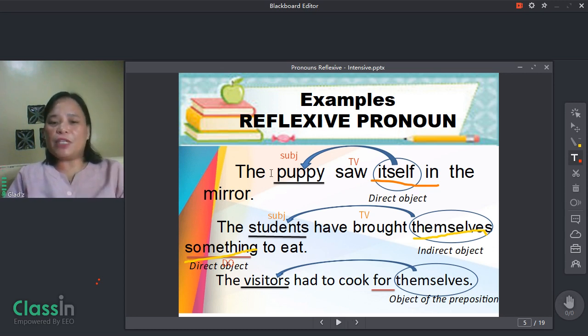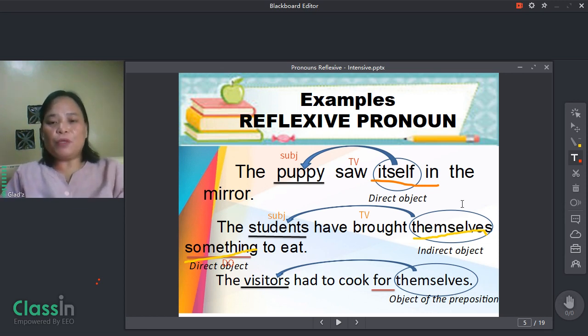Have you noticed, class, that in the first example, we have puppy, which is singular. That's why the compound pronoun used should also be singular. While in the second and third examples, students and visitors are plural. Look at the compound pronoun used for the students. It is themselves, also in plural form. And same with the visitors, which is also plural. So we also use a compound pronoun which is plural, themselves.